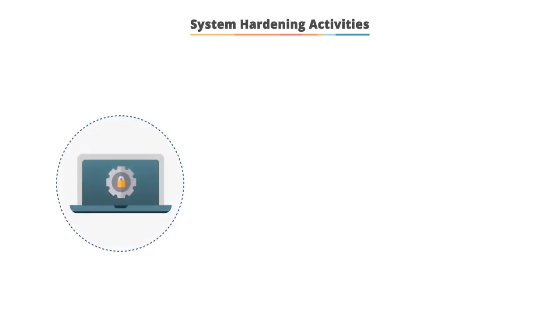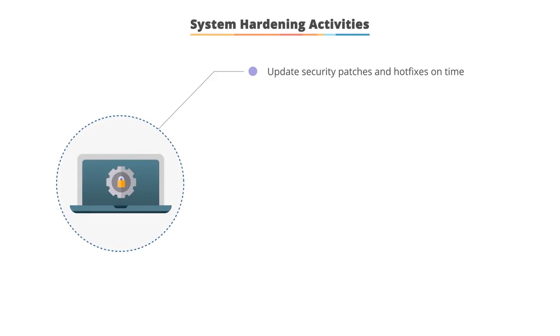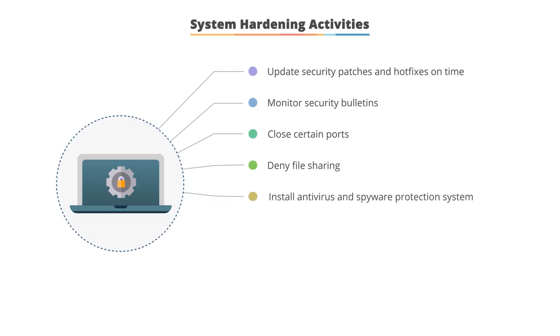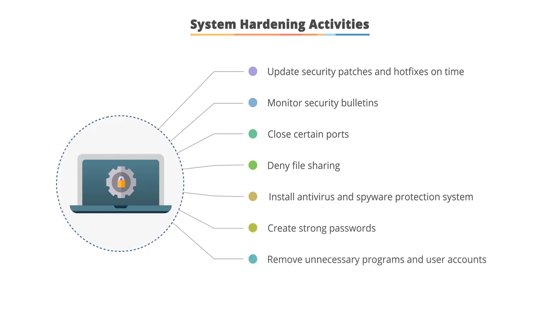Hardening activities for a computer system can include keeping security patches and hotfixes updated, monitoring security bulletins that are applicable to a system's operating system and applications, closing certain ports such as server ports, not allowing file sharing among programs, installing virus and spyware protection, including an anti-adware tool, so that malicious software cannot gain access to the computer on which it is installed, creating strong passwords, removing unnecessary programs and user accounts from the computer, using encryption where possible.